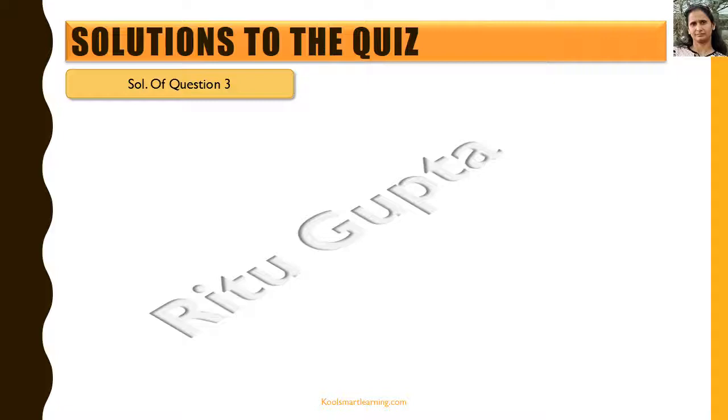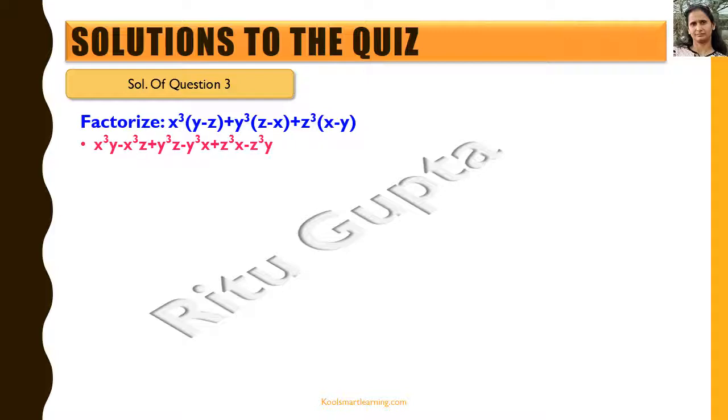Let's now look at the solution for question 3. So this is the question. Now we simply open the brackets here. We are not doing anything else. We are just opening the brackets. And the first thing that we note here is that the expression that we need to factorize is clearly a cyclic expression.